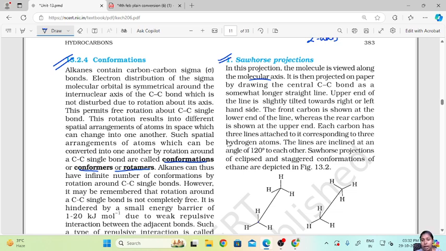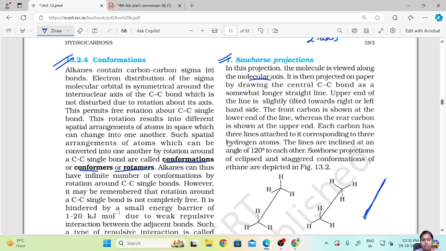Now, the upper end of the line is slightly tilted towards the right or left hand side, so you get a tilted line, not a straight line. Now the front carbon is shown at the lower end of the line, whereas the rear carbon is shown at the upper end. This front carbon is your first carbon, which is close to you, and rear means the one which is behind that carbon, shown at the second end.